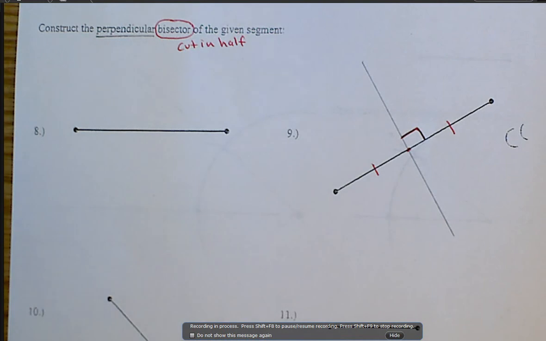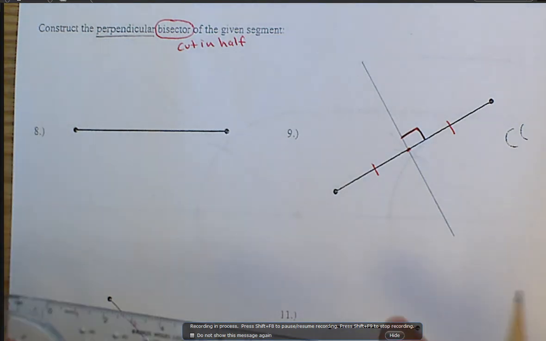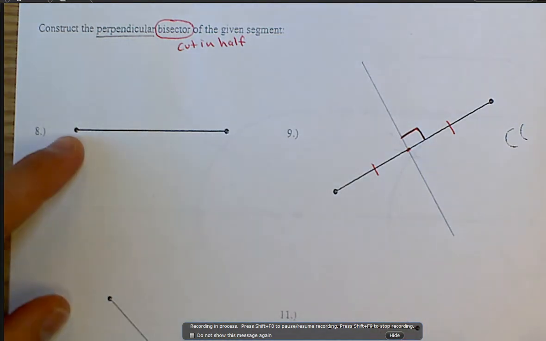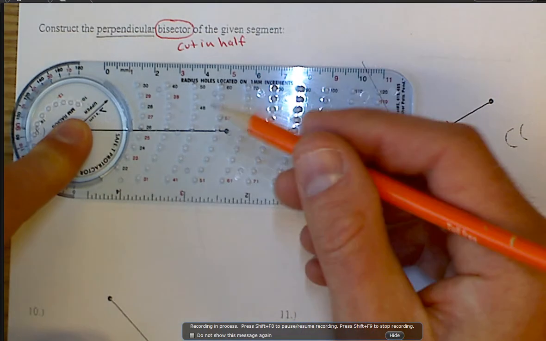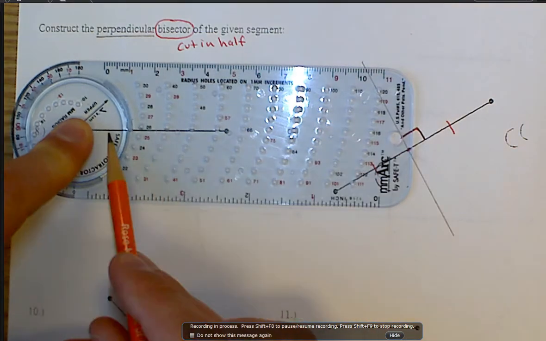This is a pretty easy one to do. It's really just 2 steps. So the first thing you want to do is take your brass circle. You have the 2 endpoints. I'm looking at number 8 here. You're going to put your brass circle down. Okay? And you want to pick a random point that is longer than half of the segment.